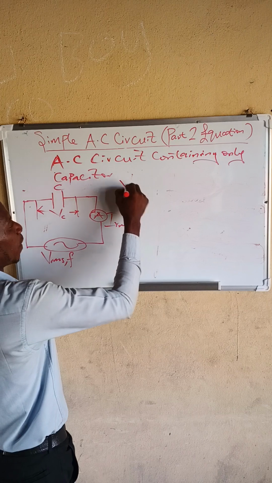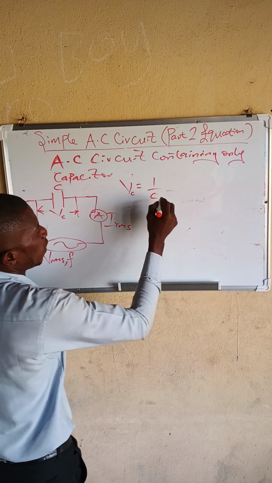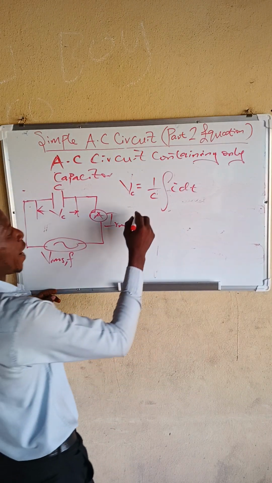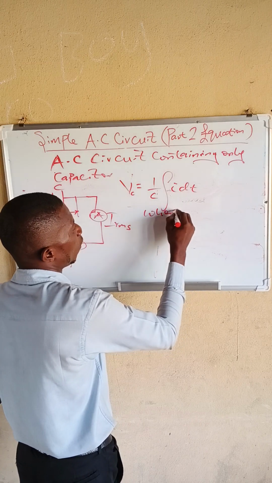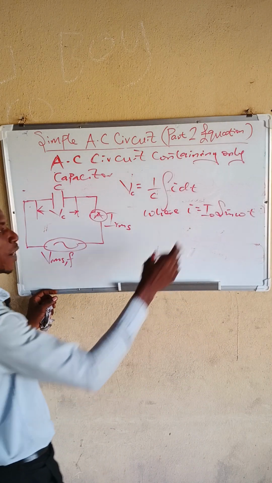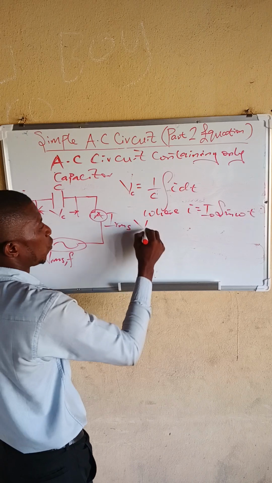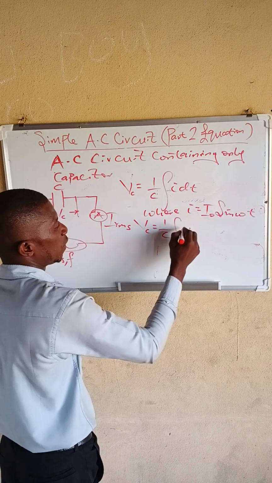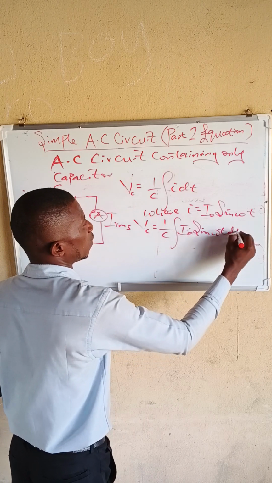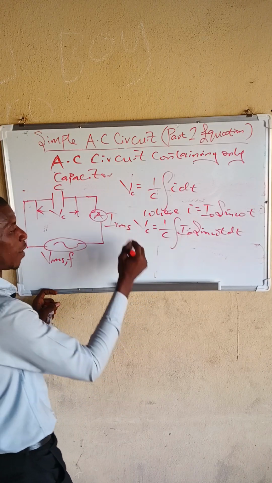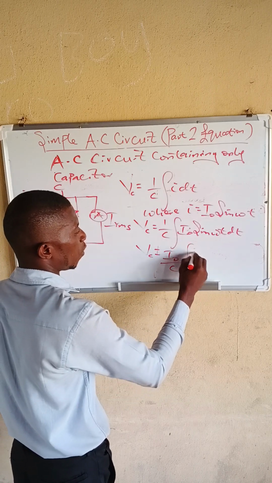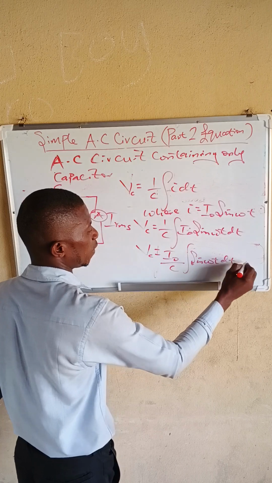Now the voltage across the capacitor is given as 1 over C integral of I dt. This is the voltage, where I is I naught sine omega t. When I substitute this into this equation, I have Vc equal to 1 over C integral of I naught sine omega t dt. This one is a constant, it will come out. I will have Vc equal to I naught over C integral of sine omega t dt.